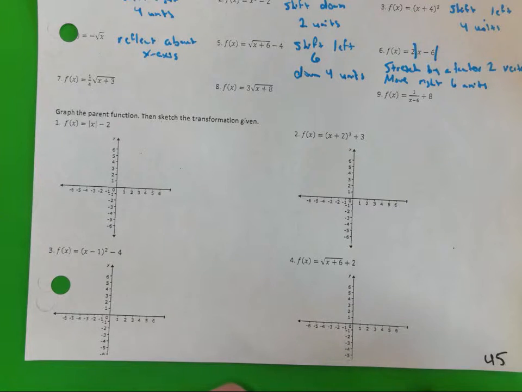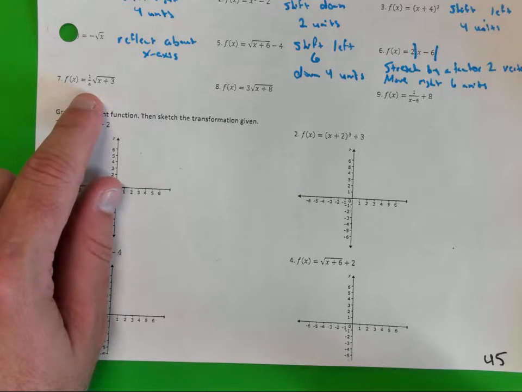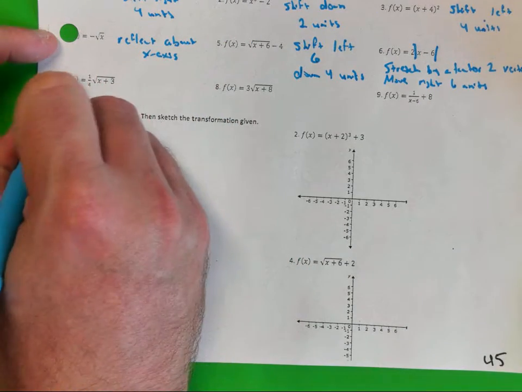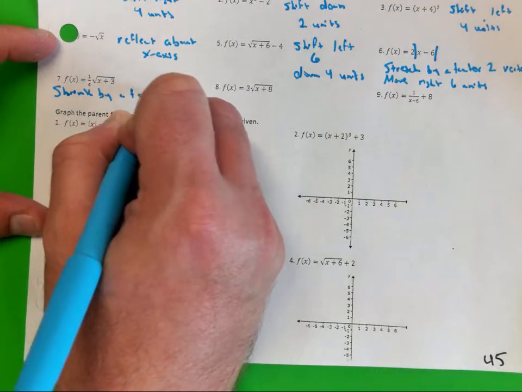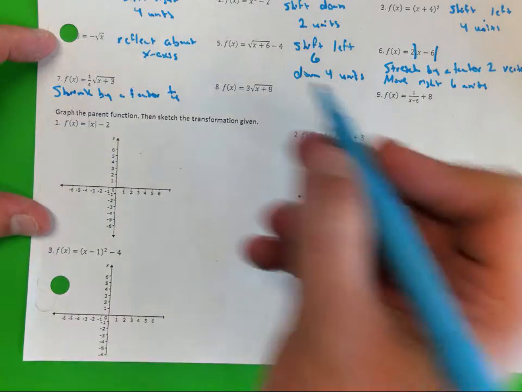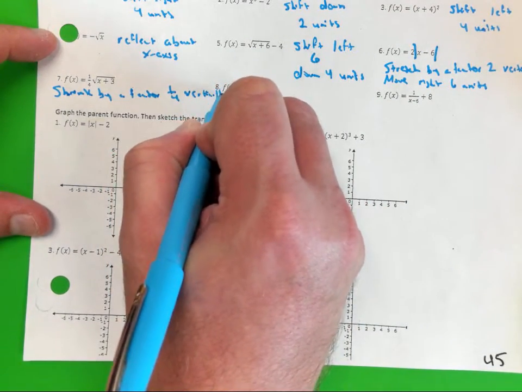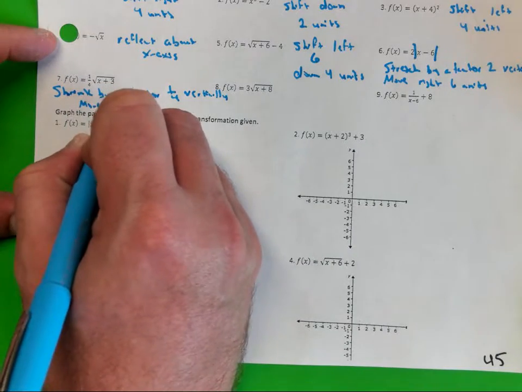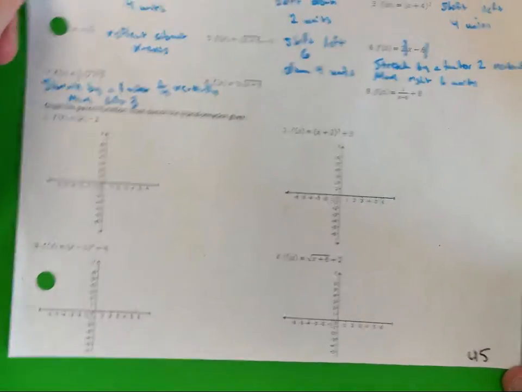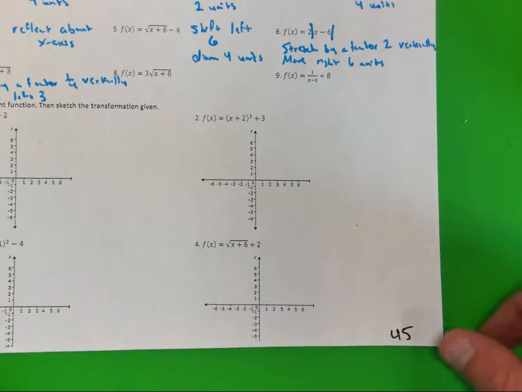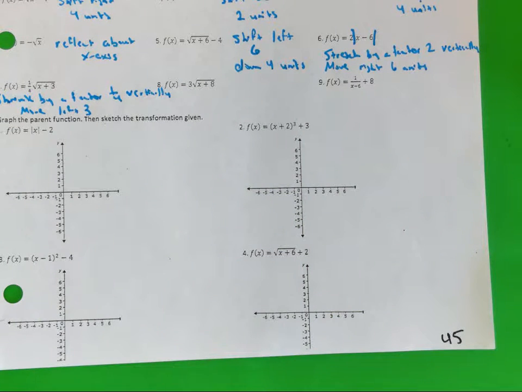Okay. Number 7, what type of function is that? Square root. We move from left to right. There's a 1/4 on the outside. Stretch or shrink? Shrink by a factor of what? By a factor of what? 1/4 vertically. It's important that you put vertically. And move what, right or left? Left 3. So we're just going to call these 2 out. Yes, you sure can. That's fine.